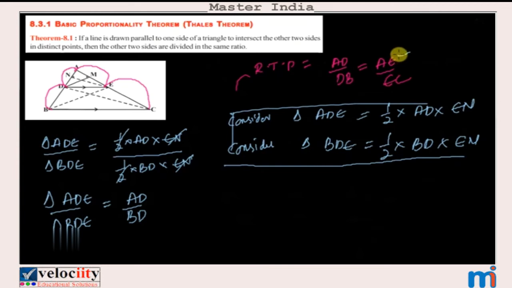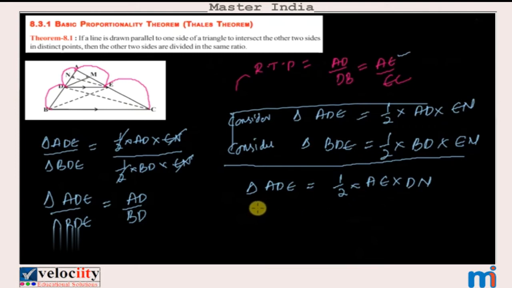let me take the right hand side, AE. AE is part of this triangle ADE. So I'll consider triangle ADE. The area of triangle ADE again should be half base into height. Base, I'm taking AE. The perpendicular height for AE is what? DM. So half base into height: base is AE and height is DM.